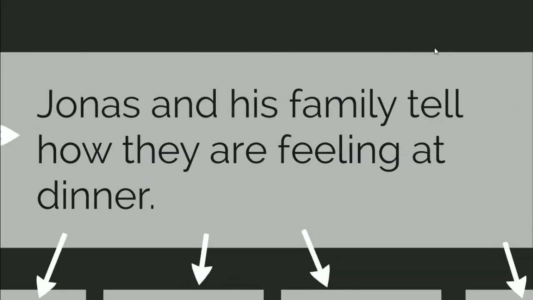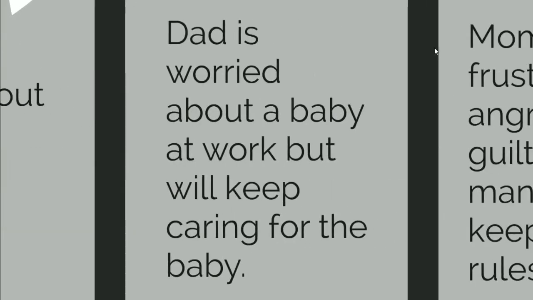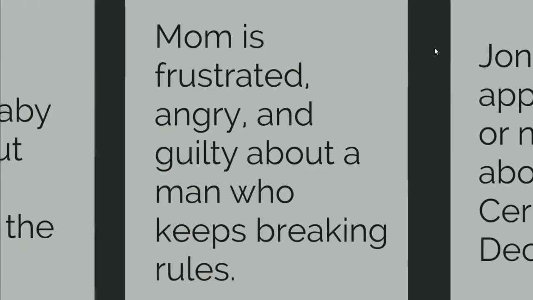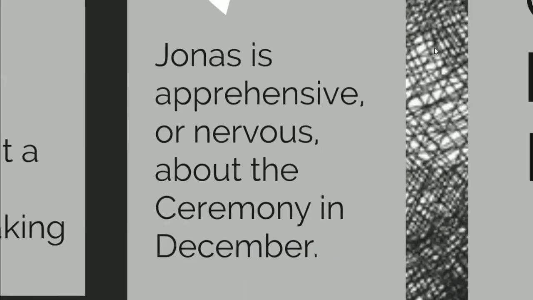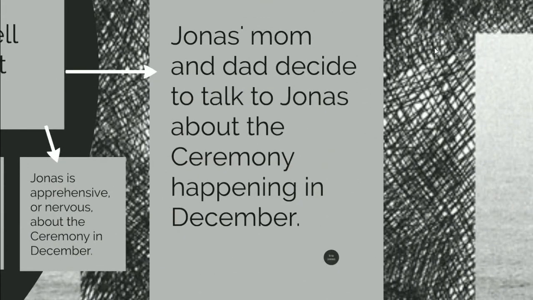Then it's evening time and Jonas and his family tell how they are feeling at dinner. Lily tells us that she was angry about a kid breaking rules at recess. Dad is worried about a baby at work, but he will keep caring for the baby. Mom is frustrated, angry, and guilty about a man who keeps breaking rules in the community. Jonas tells his family he is apprehensive or nervous about the ceremony in December. What ceremony is it? We'll find out soon. Because after hearing how Jonas is feeling, Jonas's mom and dad decide to talk to Jonas about the ceremony that's happening in December.